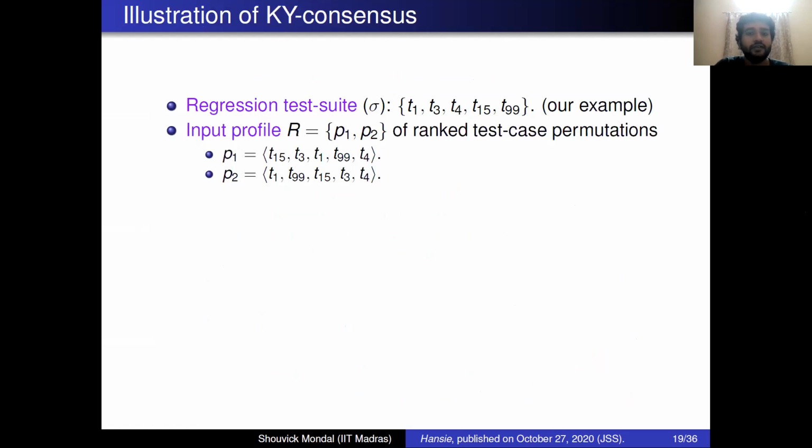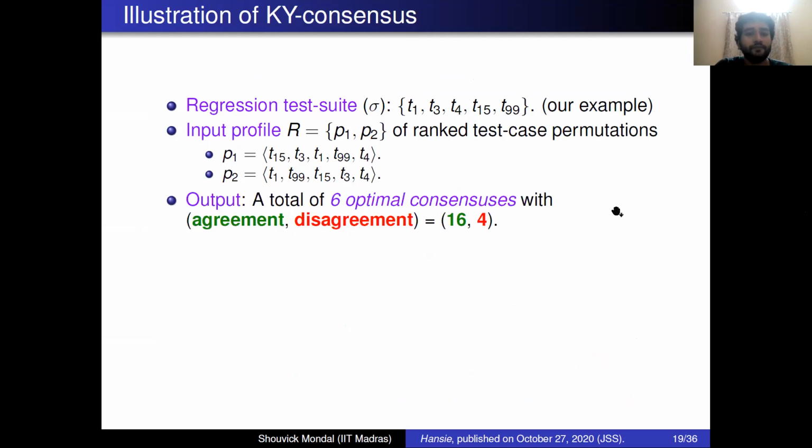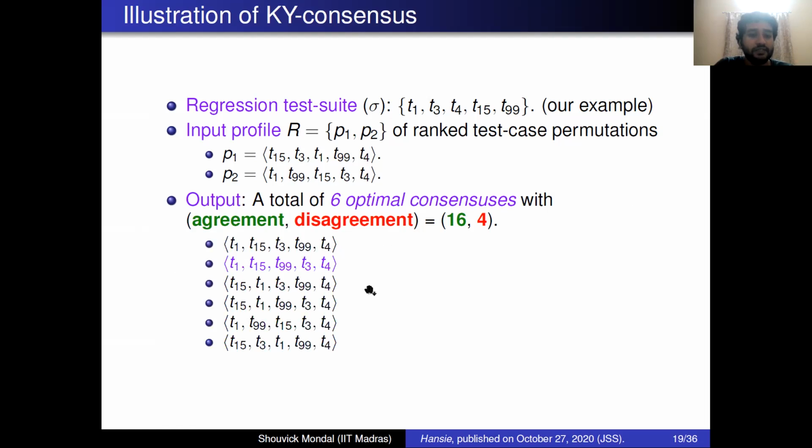To illustrate the KY consensus, we have the profile of prioritizations. We have two different prioritizations which rank the test cases in this order. The first one says execute test cases 15, 3, 1, 19, and 4, and this is the other one. The Kemeny consensus says that there are 6 optimal consensus orderings with the same agreement score and the same disagreement score. These are the 6 different orderings.